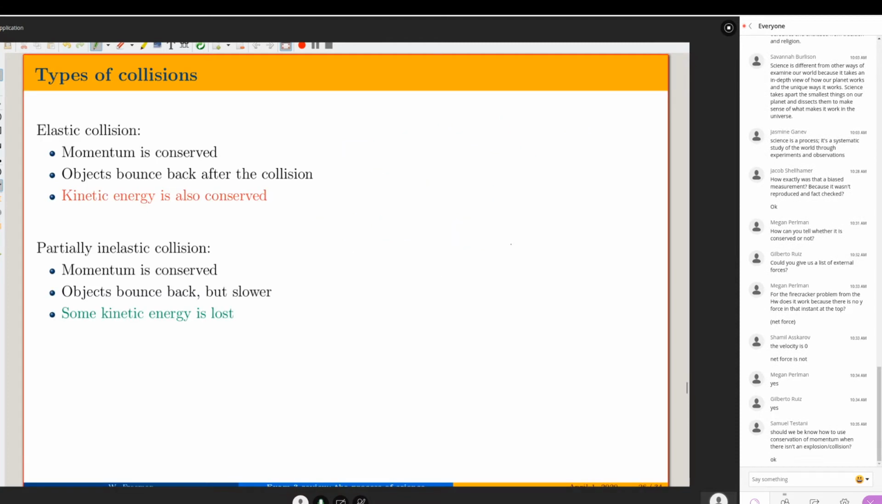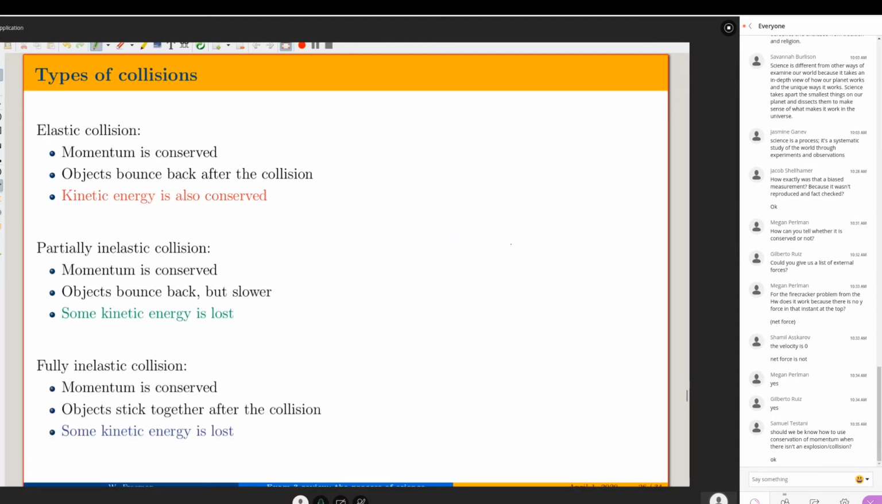We also have two other kinds of collisions, partially inelastic and fully inelastic collisions. In both of those, some kinetic energy is lost. And in a fully inelastic collision, the objects stick together. So they have the same final velocity.